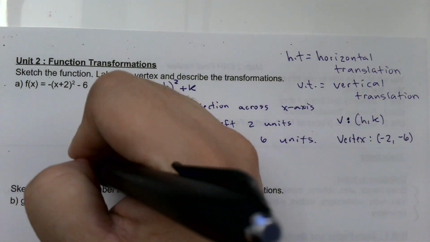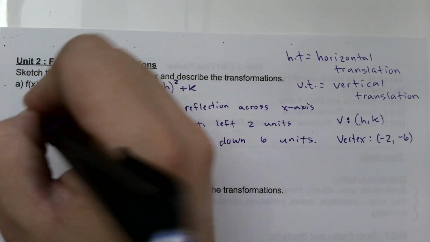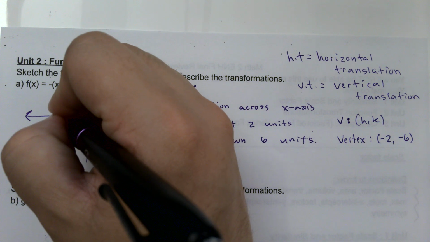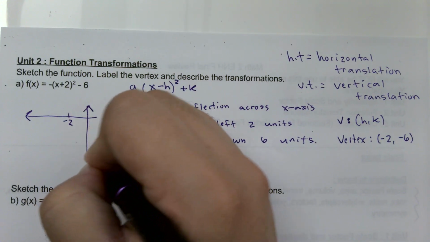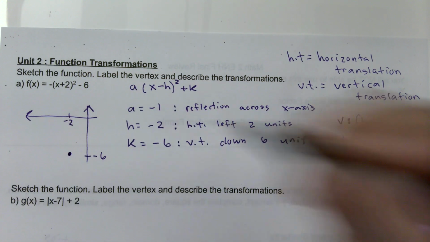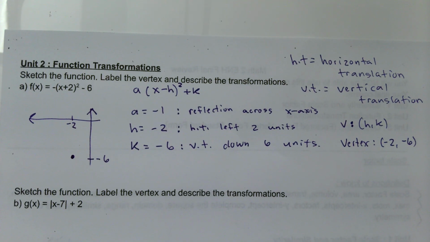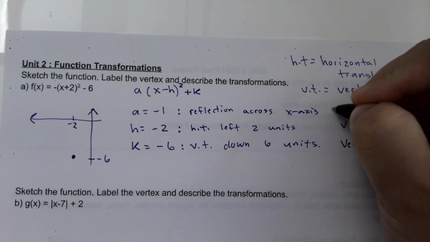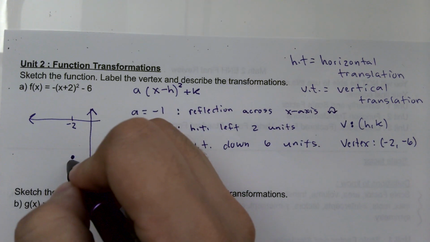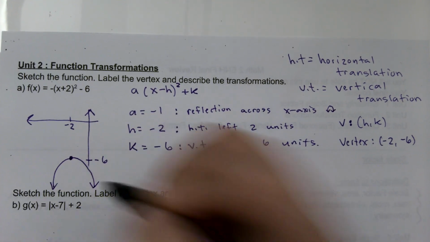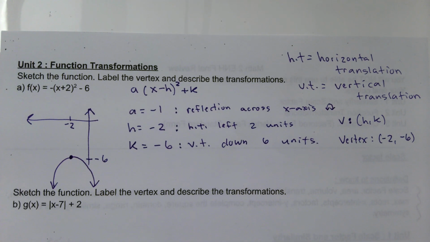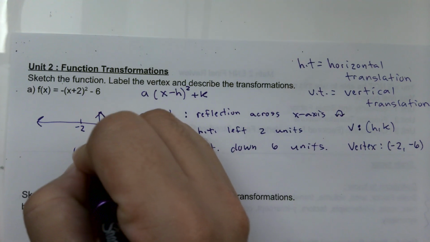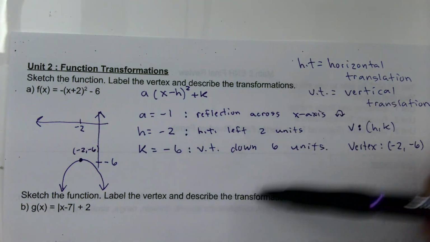When we do our sketch, and it is just a sketch, my vertex is at -2, -6. It's here. It's the only point that I need on the graph. And then reflection across the x-axis means it's going to go from looking up to looking down. And therefore, that is my sketch. So I sketched it, I'm going to label the vertex, and I describe the transformations.